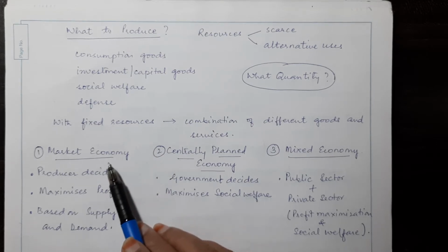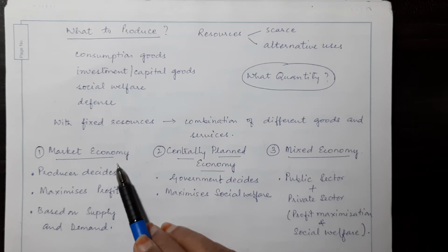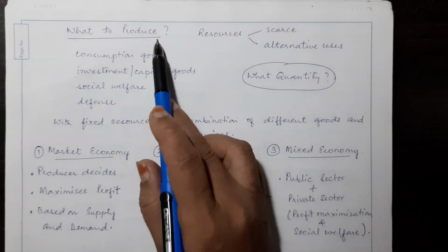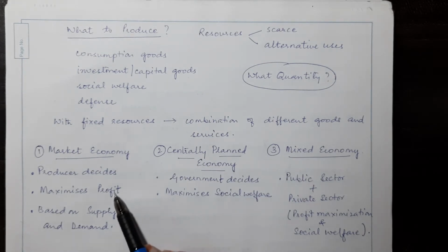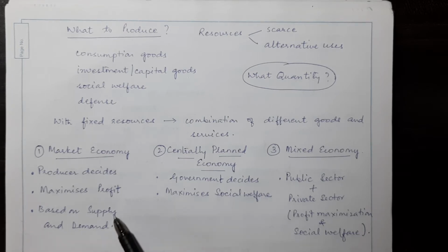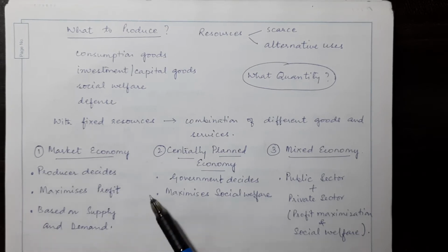Now, in a market economy, that means those countries which we call capitalist countries, in such economies, the producer decides what to produce because the main intention is to maximize profit. And this profit maximization depends on the supply and demand. That means demand for goods and supply of goods. This decides what to produce.